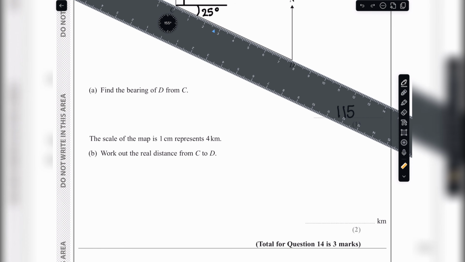When measuring CD using a digital ruler, we get 7.7 centimeters. However, when you measure CD using a physical ruler, you get an answer of 7.5 centimeters. So I'm going to say that CD equals 7.5 centimeters. Therefore, to obtain the real distance of CD, we can multiply 7.5 by 4, and that gives us a value of 30. So the final answer is 30 kilometers.